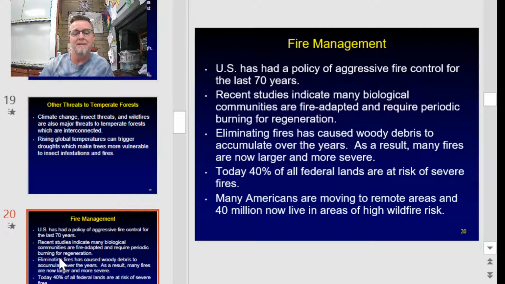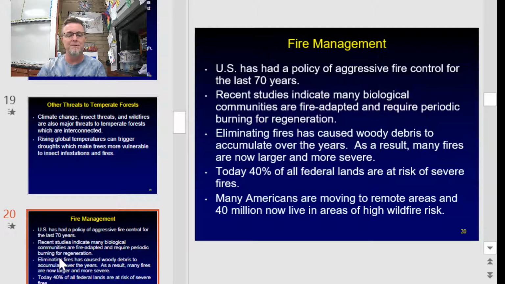Recent studies indicate that many biological communities are actually fire adapted. So when you take fire away, they lose the ability to manage themselves. And as I said in a previous video, the understories become so thick that in the event there is a fire, instead of it just participating in nutrient recycling and cleaning up the understory, all life as that ecosystem knows it is completely obliterated. Some species actually require that heating just so that their seeds will sprout.